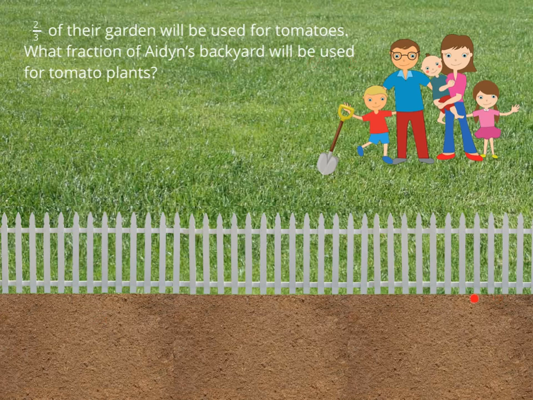Well, here's his garden. If it's 2/3, then I want to split it into thirds. I'm going to do my best to be as accurate as possible. I want my pieces to be even. So 2 of these thirds are going to be covered in tomato plants.